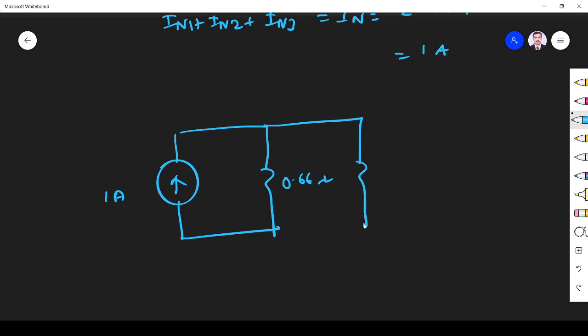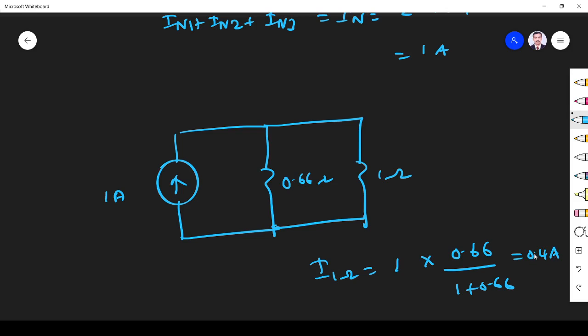Load resistance is 1 ohm. The question is we have to find the current through this 1 ohm. So this is a parallel circuit, so apply the current divider rule. The current through 1 ohm is total current multiplied by the opposite resistor divided by the sum of the individual resistors. So 1 plus 1.66. If you simplify, what you get is 0.4 ampere. So the current through this 1 ohm is 0.4 ampere.